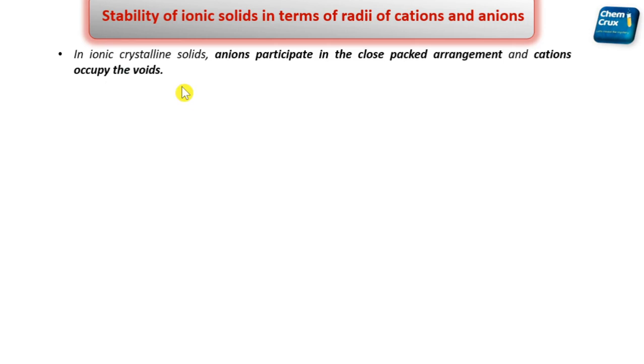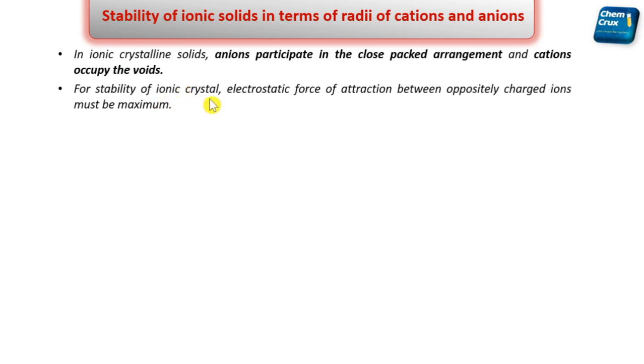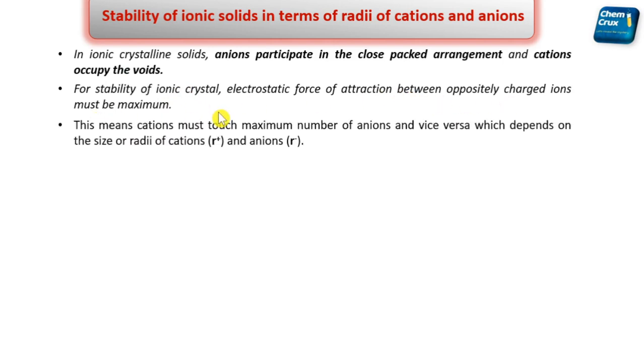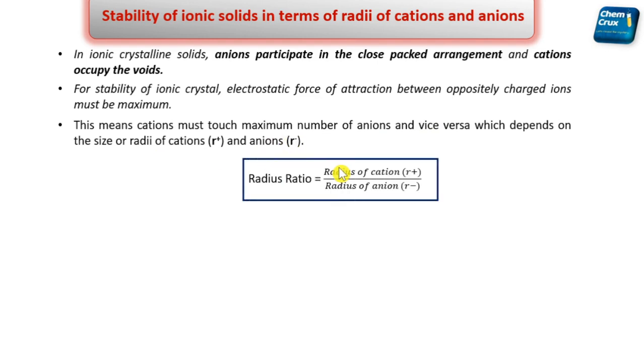Now for stability of an ionic crystal, the electrostatic force of attraction between cations and anions must be maximum. This will be possible when cations are touching the maximum number of anions and vice versa, and this will depend on the size or radius of the cation and the radius of the anion, right? So this is expressed in terms of radius ratio, which is equal to the radius of cation denoted by R plus divided by the radius of anion denoted by R minus.